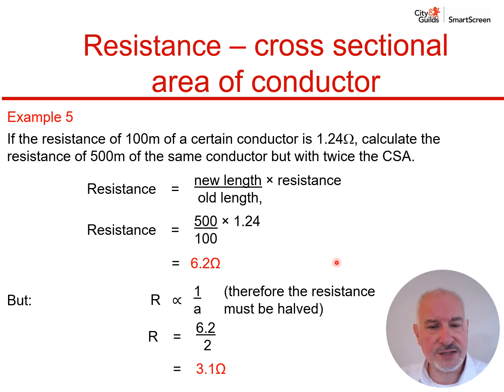So I hope you're beginning to get the idea of the relationship between the length of a conductor and resistance, and also the cross-sectional area of the conductor and the resistance. And just to recap that, the resistance increases directly proportional to the length, but it's inversely proportional to the cross-sectional area.